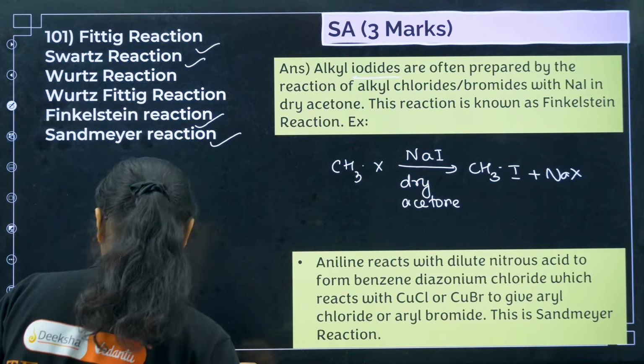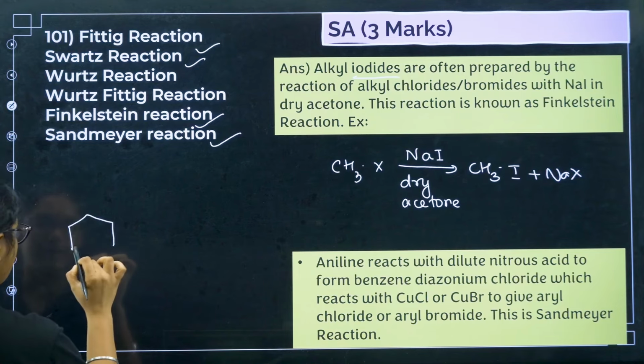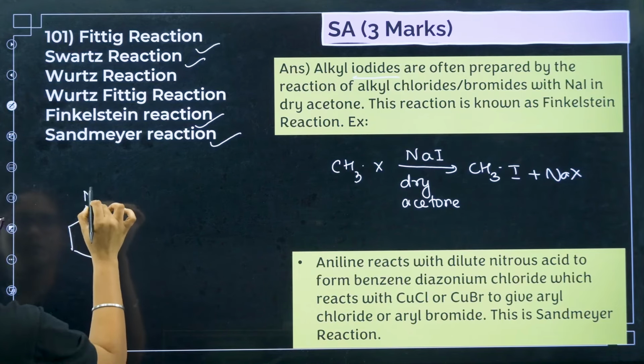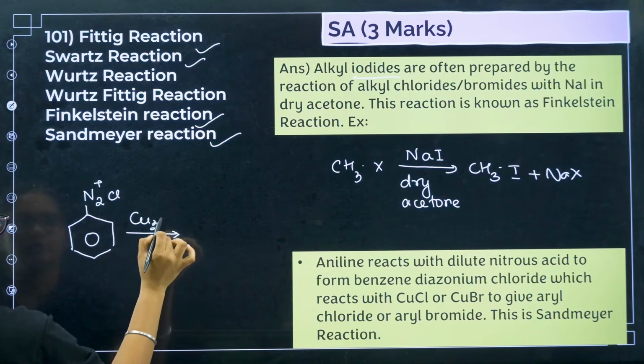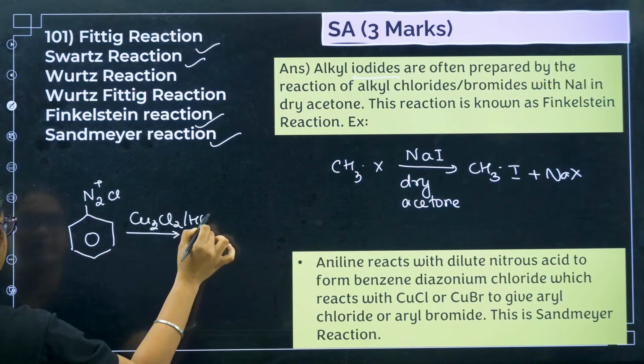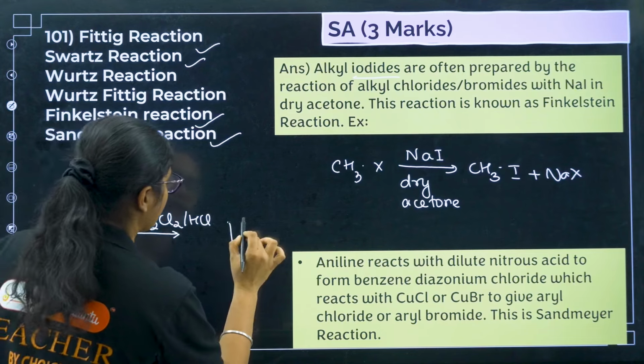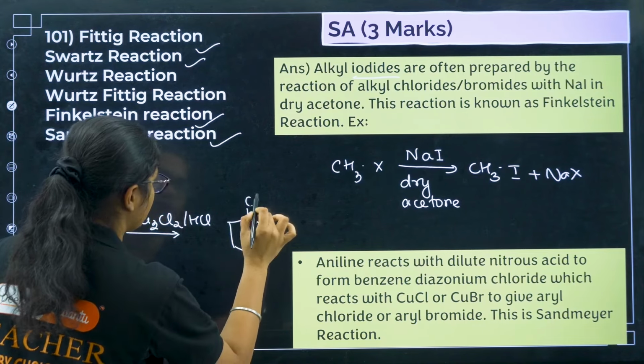Next we have the Sandmeyer reaction. What do you take? You take benzene diazonium chloride and you treat it with Cu2Cl2 and HCl, that is your copper salt, and you will get chlorobenzene, or you can take bromobenzene.